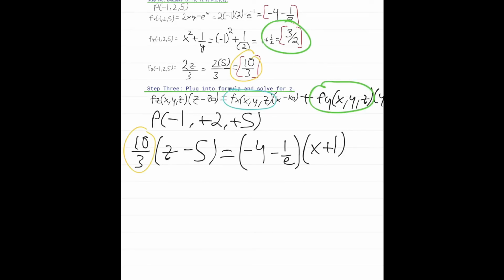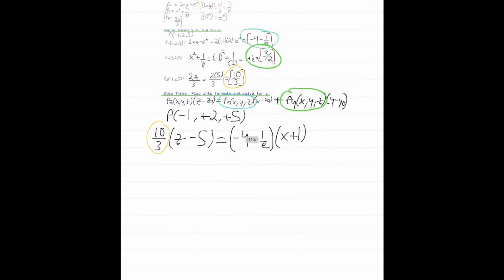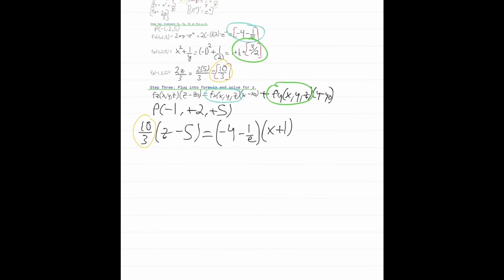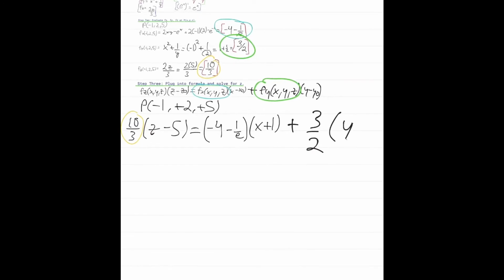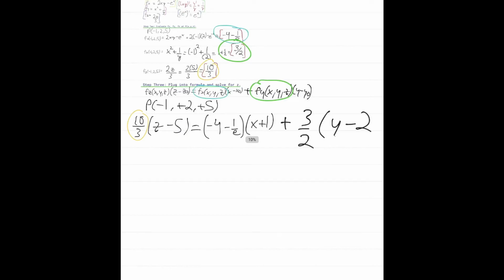And now we have the y term, which is the partial y evaluated at x, y, z, which is 3/2. Then y minus y naught would simply be y minus 2. So now from here, all we do is simplify it and solve for z.